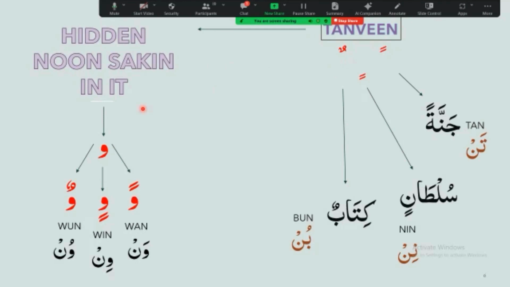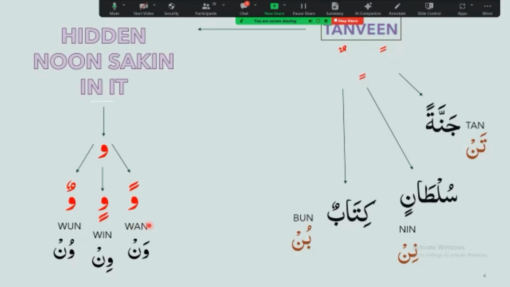Let's take any letter. I'm going to take the letter waw here, and I'm going to put tanween on it. You can take any of your choice. In the first possibility, I have placed the tanween of fatha above the waw. I have placed the tanween of kasra below the waw. I have placed the tanween of dhamma above the waw.